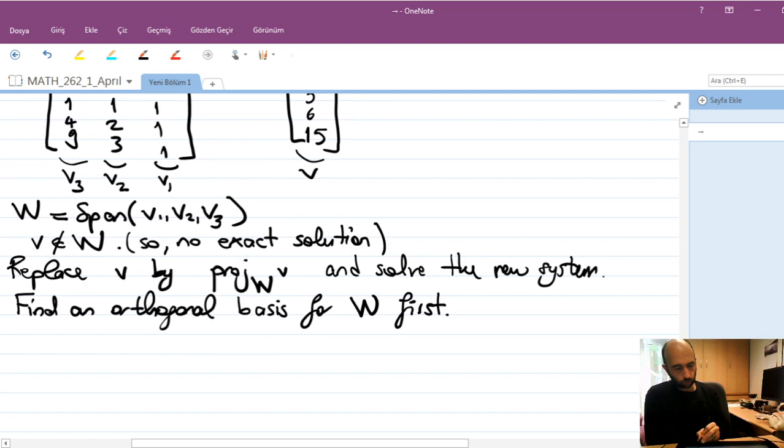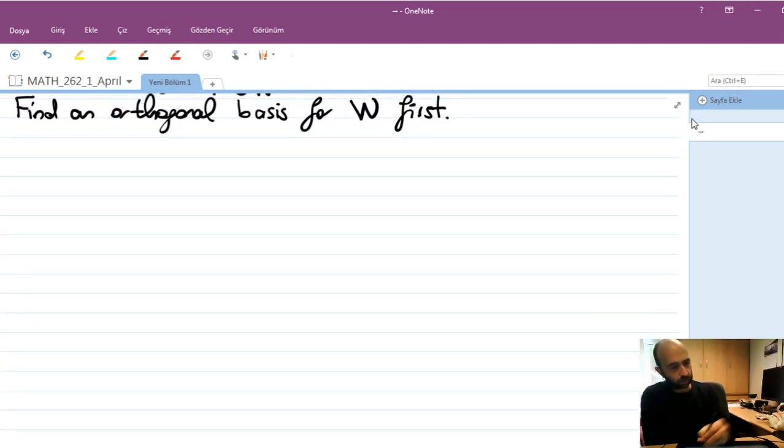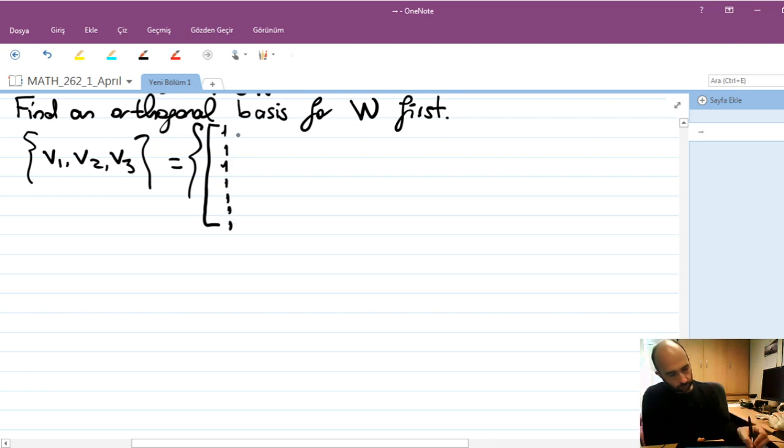Okay, so our starting basis is V1, V2, V3, which are these three columns. Let me write them once again. V1 is 1, 1, 1, 1, 1, 1, and there should be 7 of them.